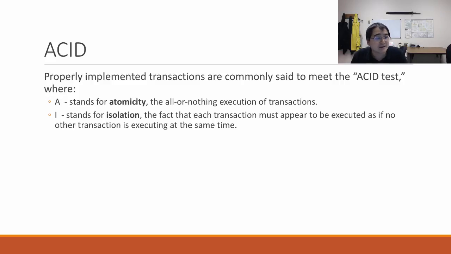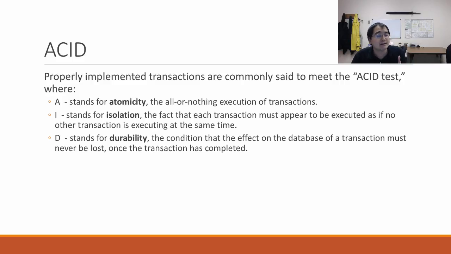I stands for isolation. It means that each transaction must appear to the outside world as if no other transaction was executing at the same time. It's like we did A and then B, or we did B and then A, not mixing them together. D stands for durability. It means that after the transaction completes with either an abort or a success, that change that the transaction made to the database needs to remain there. It can't just go away if the power fails or something like that. The rule is once a transaction completes, that is a permanent change to the database.